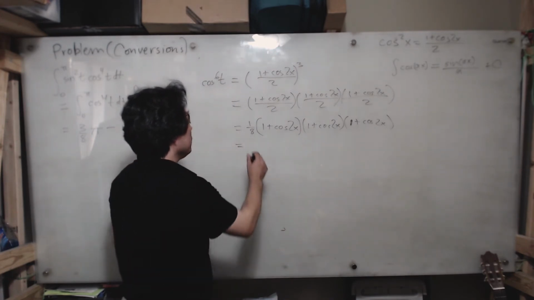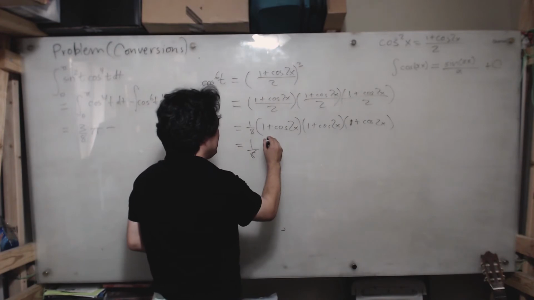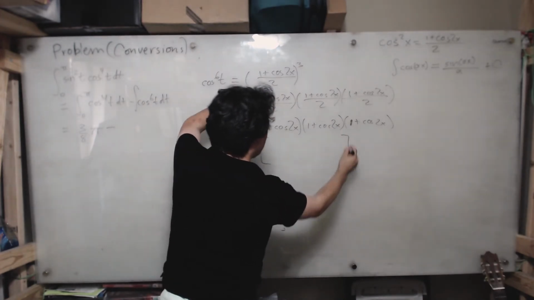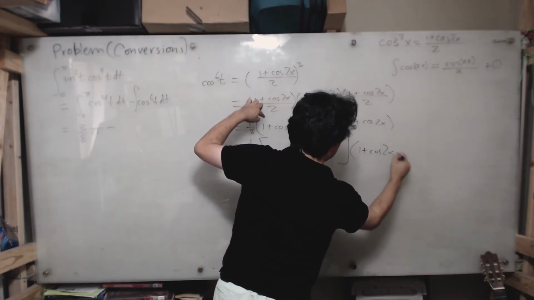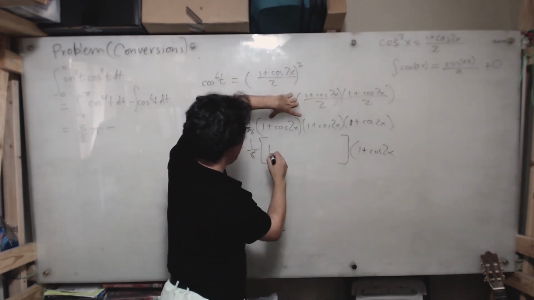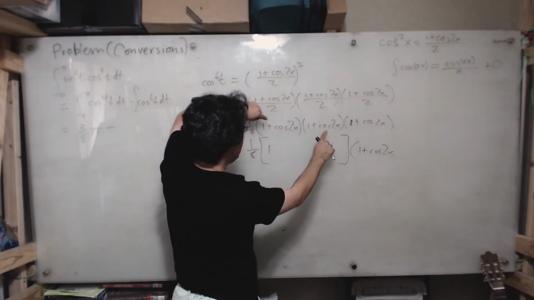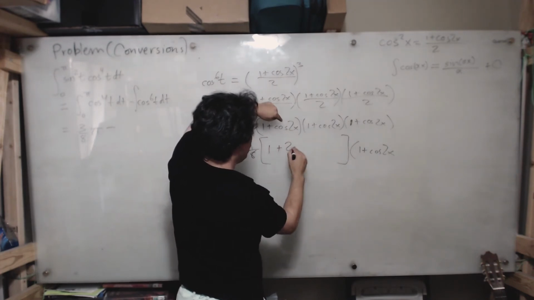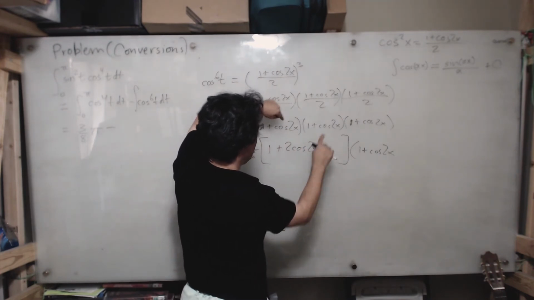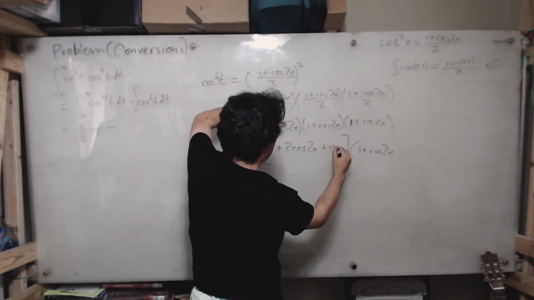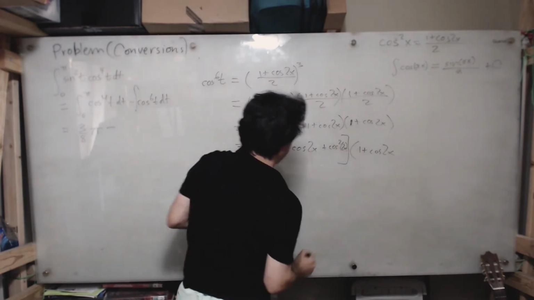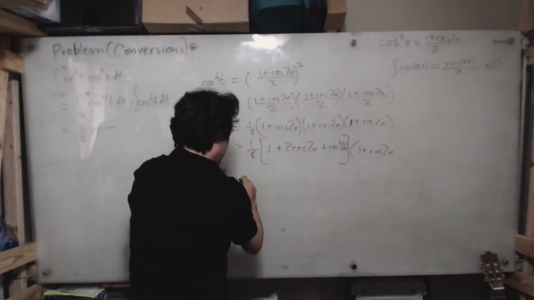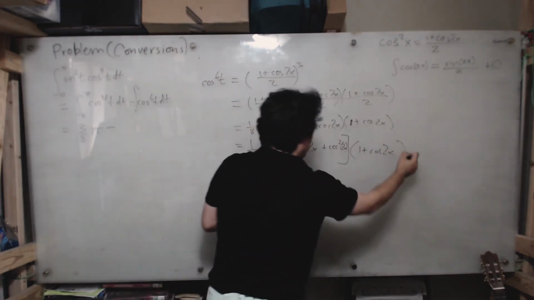But anyway, here I'm going to do these two first, and bring down this one so I don't forget it. It's going to be 1 times 1, which is 1. And then 1 times this plus 1 times that will be plus 2 cosine of 2x. And then finally plus cosine squared of 2x. And then I'm going to FOIL these two together.